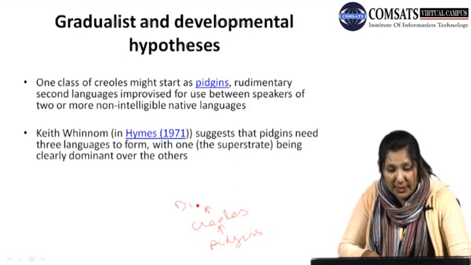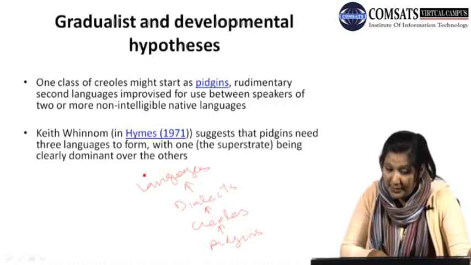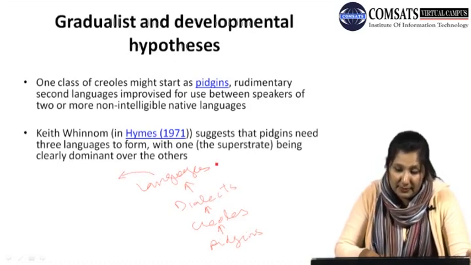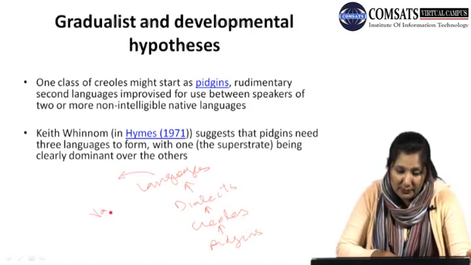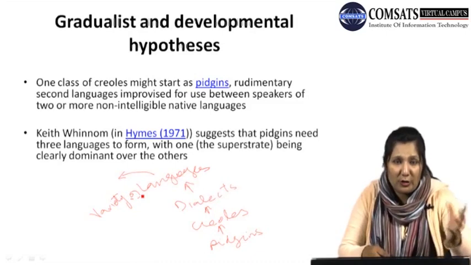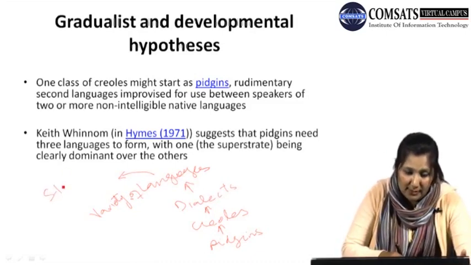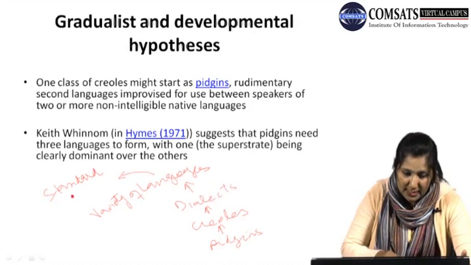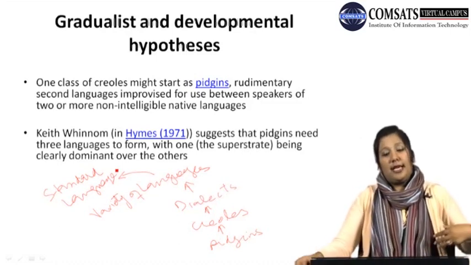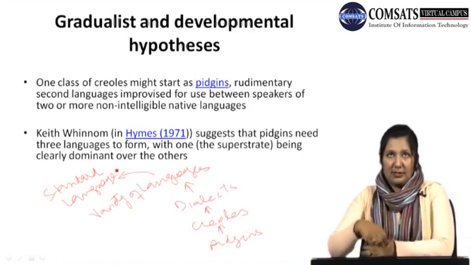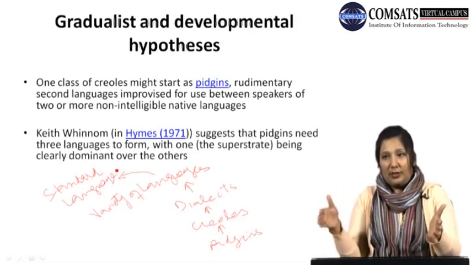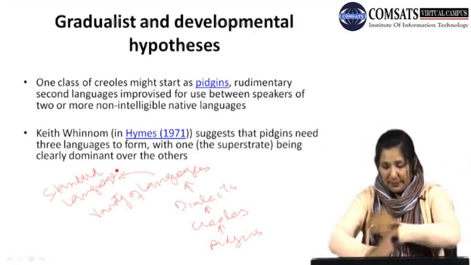Creoles are referring to dialects. These dialects are referring to languages or varieties of languages. And then out of these varieties of languages, there would be one standard language. This is actually a hierarchy that goes on. This is a process of how things broaden up from a very low step.